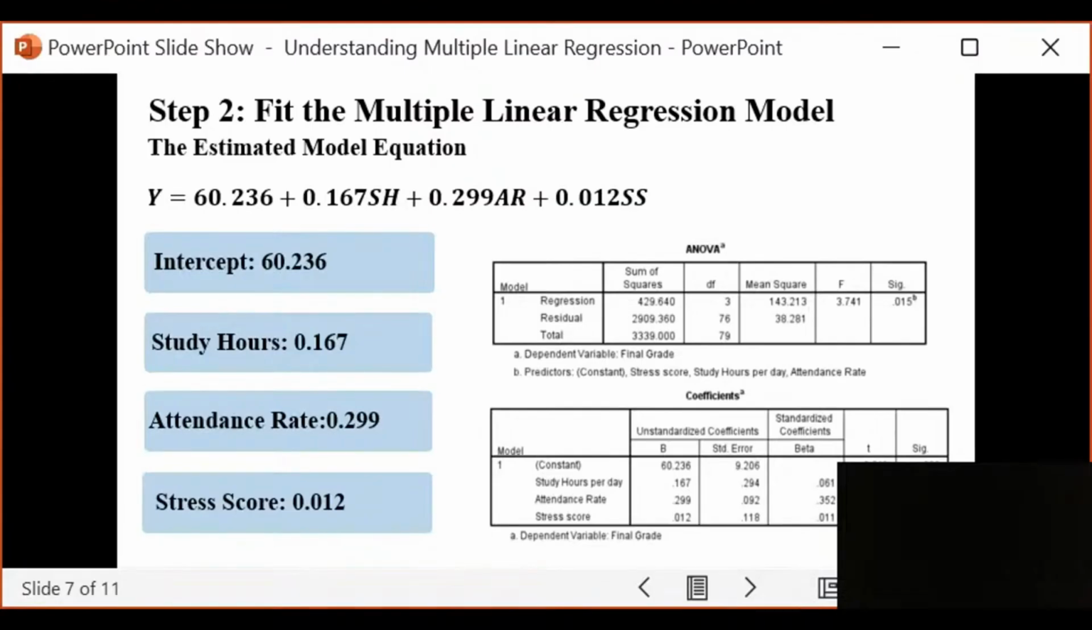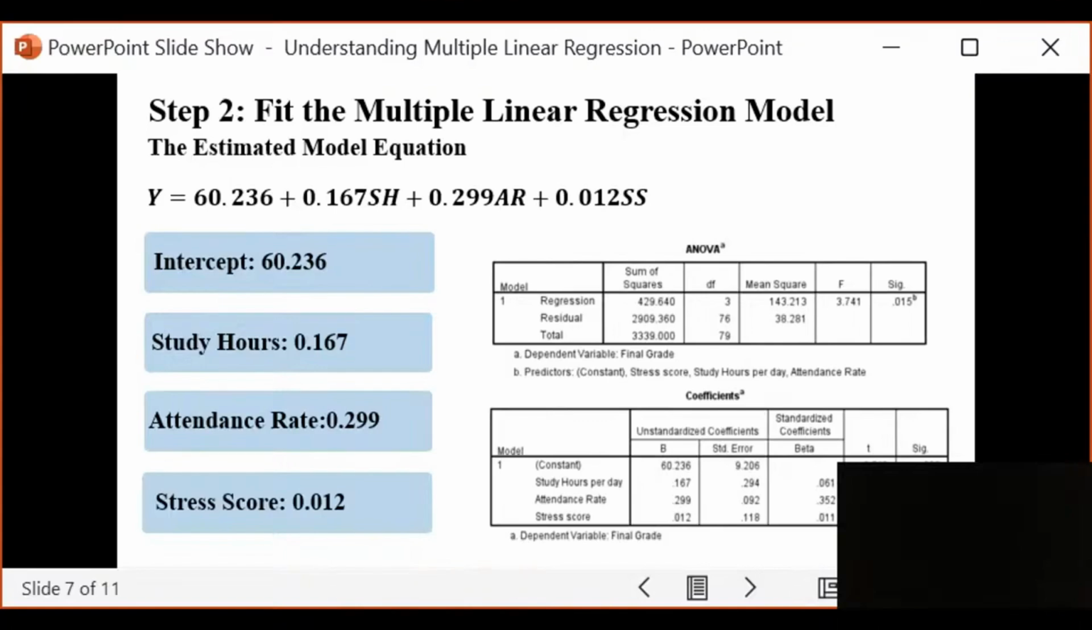So, saan niya nakuha yung bakit hindi daw? Sabi niya dito, the stress score is not a significant predictor of final grade. Because kung titignan niyo dito sa last column, the p-value is more than 5%. Okay? Na-discuss natin yan sa discussion natin ng correlation. Parehas din dito. If the p-value is more than 0.05 or 5%, the correlation is not significant.